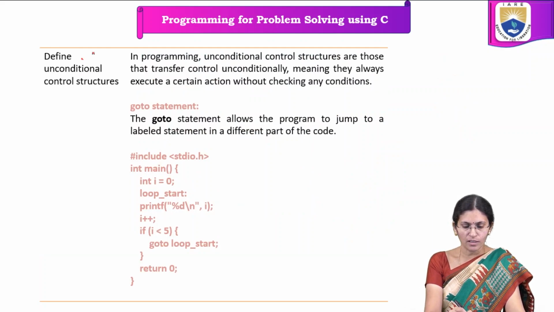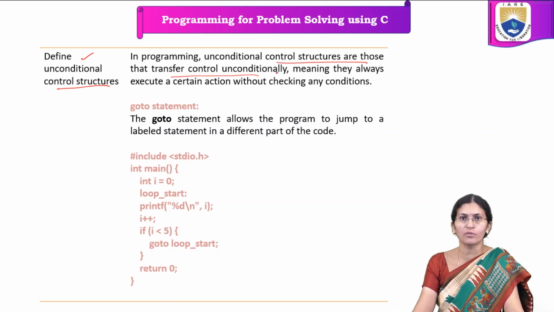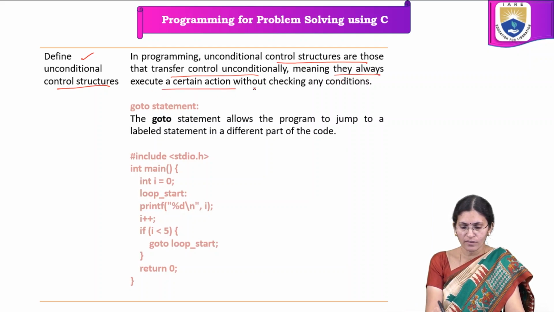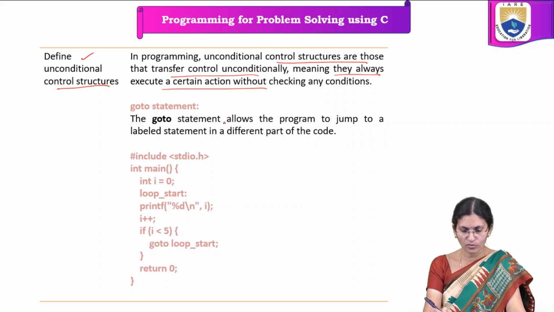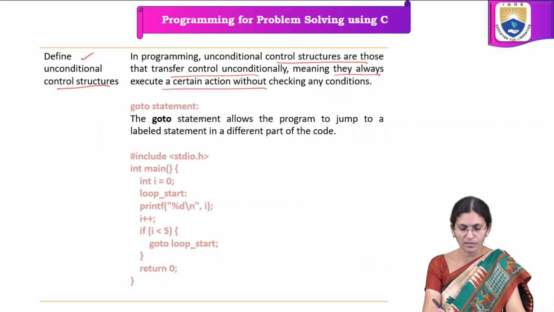Next, in programming language, we have one more concept called unconditional control structures or statements. These are those statements which transfer the control unconditionally. That means they always execute a certain action without checking any conditions. Let us understand this with the help of a program. There are different statements which come under unconditional control structures.